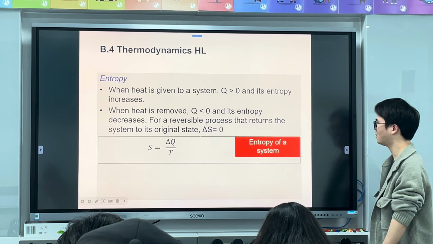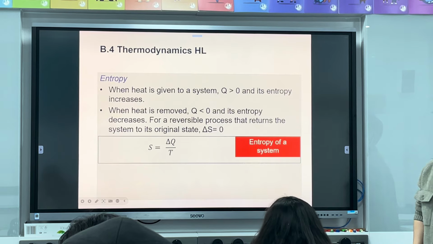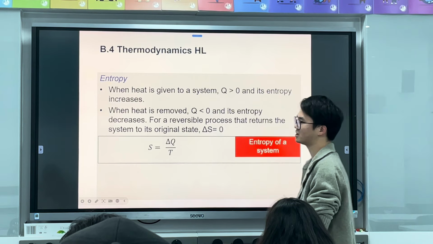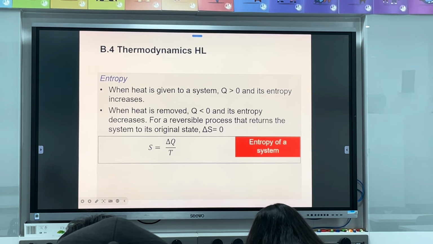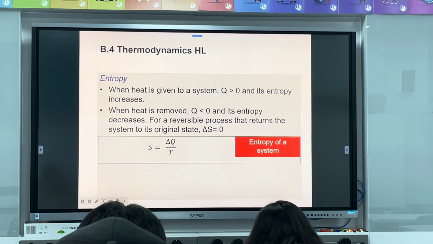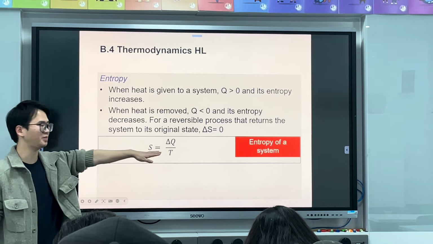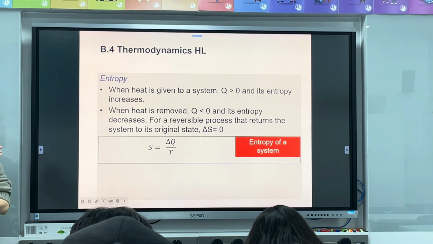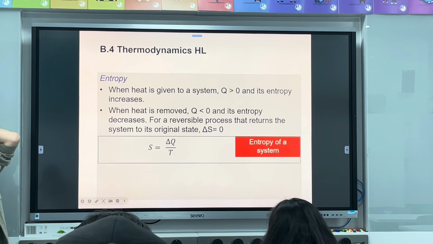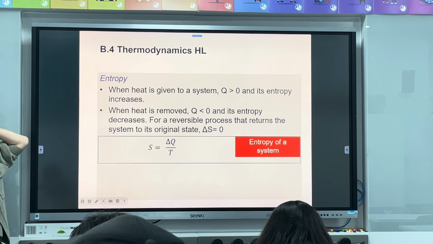So here we give you another definition of entropy, another way to calculate the system's entropy, which is related to the heat energy and its current temperature. So the change in entropy equals the change in the heat energy in a system divided by its current temperature.